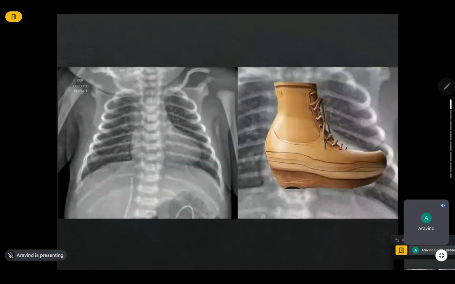In tetralogy of Fallot, the classic finding is a boot-shaped heart. If we find a boot-shaped heart in a pediatric case, like a neonatal X-ray, it is highly indicative of tetralogy of Fallot.